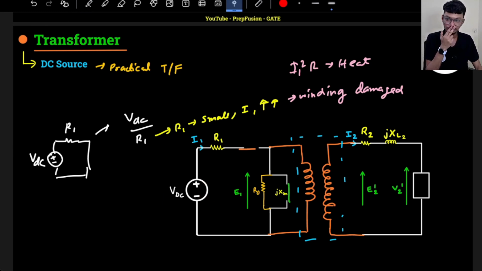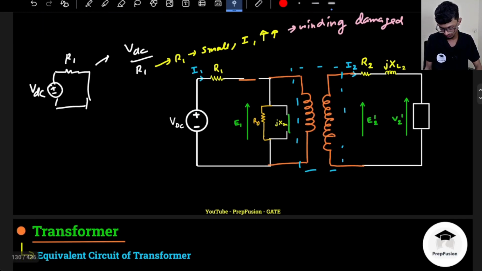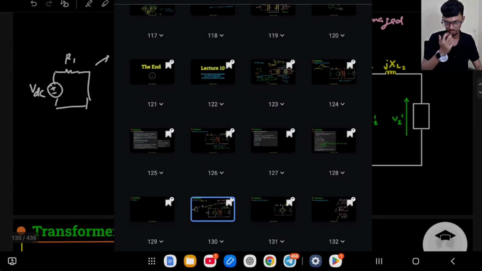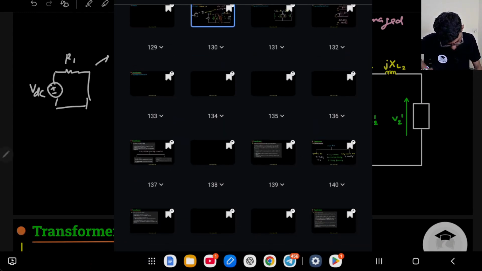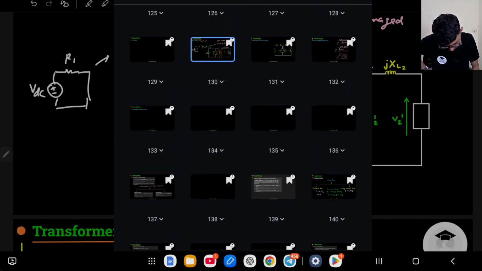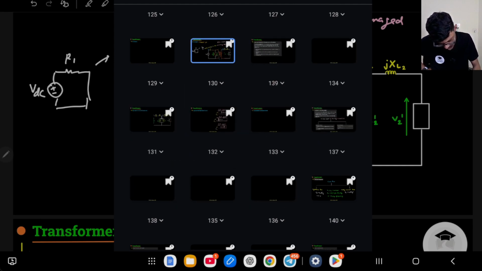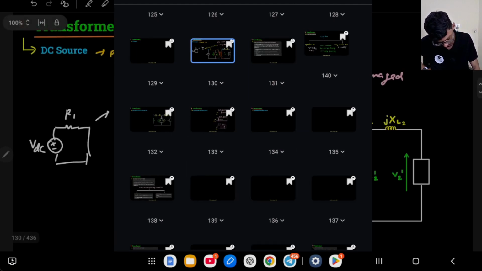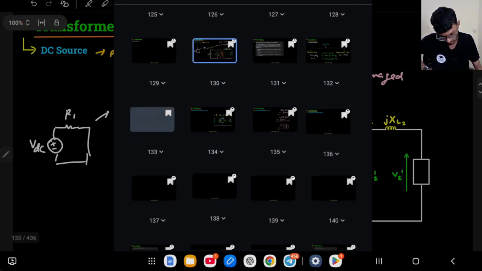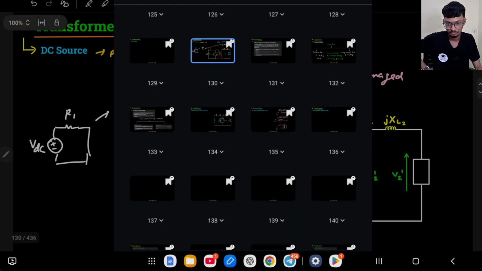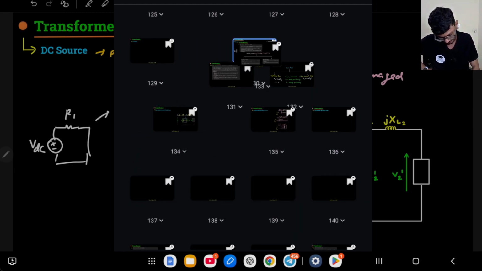So that was about this core loss. Actually, I should have taken this no load current earlier. So I will discuss about the no load current. I will take this no load current earlier here. So let me take it right now. After that, we will discuss a few other things. This should be actually here.